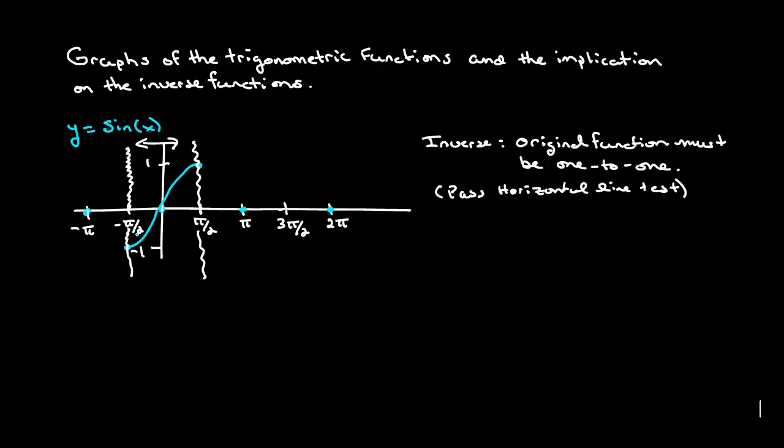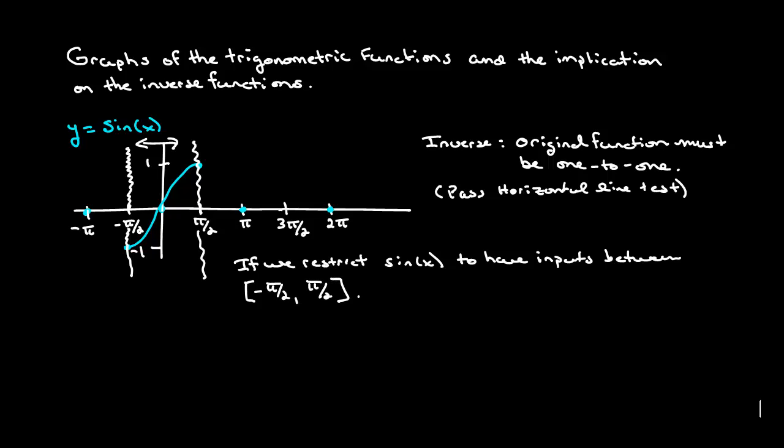So if you notice, we went from negative pi over 2 to pi over 2. So what we said was if we restrict sine to have inputs on the interval between negative pi over 2 and pi over 2, then this guy right here exists. Now we have an inverse trig function. Notice that if we tried to go from 0 to pi, if I tried to go from here to here, it wouldn't exist because I would not pass the horizontal line test. So that's why we restrict it to this.